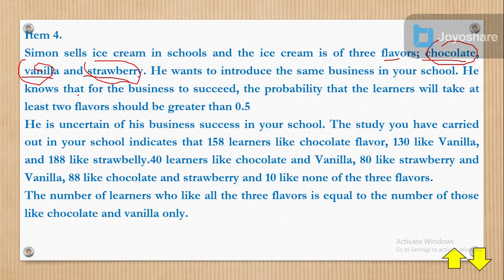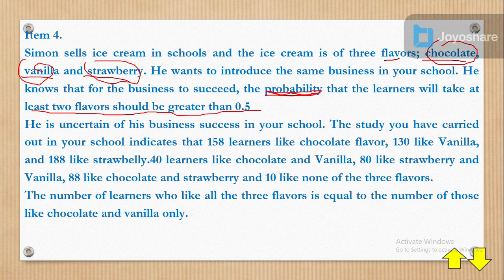He knows that for the business to succeed, the probability that the learner will take at least 2 flavors should be greater than 5. The probability a learner takes at least 2 flavors should be greater than 5. The word is probability. Underline it. Now, seeing this statement doesn't mean that you are in for probability. No. Okay, now they're saying he is uncertain of his business success in your school.